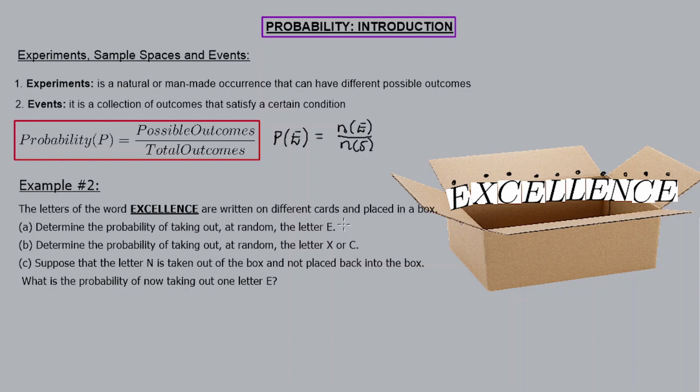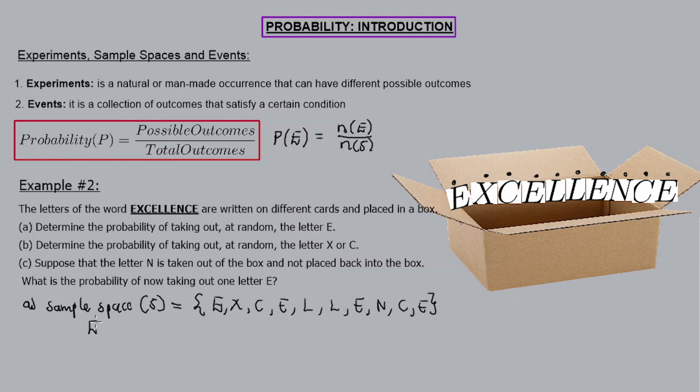Okay, let's ask ourselves. The first thing we must ask ourselves is what is our sample space. So the sample space S is equal to E, X, C, E, L, L, E, N, C, E. So this is the sample space, right? This is the sample space. And then what is the event? The event is the letter E, taking out the letter E.